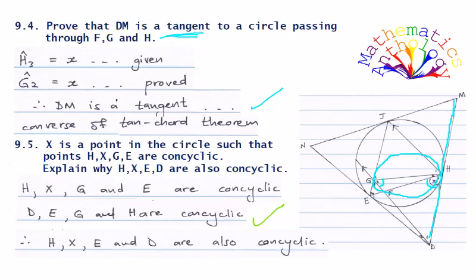9.5, H is a point in the circle such that points H, X, G, E are concyclic. Explain why H, X, E, and D are also concyclic. So to prove this, we say that H, X, G, and E are concyclic, D, E, G, and H are concyclic. That means that H, X, E, and D are also concyclic.